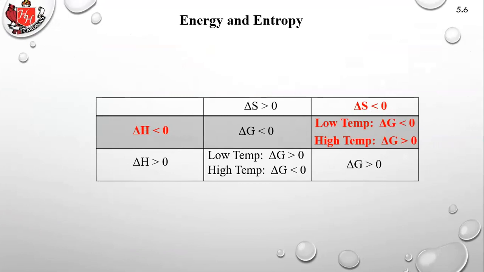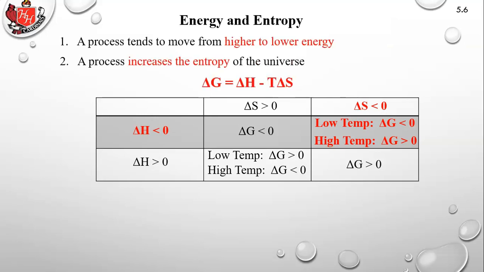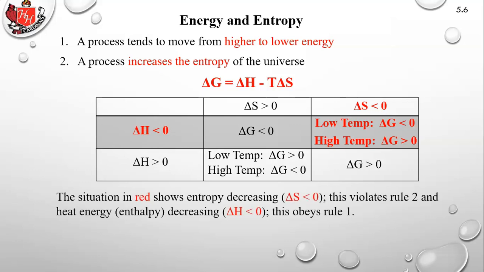Now the next two situations are kind of ambiguous, meaning they're uncertain. It just depends on what the temperature is in this case. Remember that third variable here is temperature. So there are the two rules again up on the top. Let's read this. The situation in red shows entropy decreasing, delta S less than 0. Well, that's not natural. Entropy wants to increase. So this violates rule 2, and heat energy, enthalpy decreasing, delta H is less than 0.